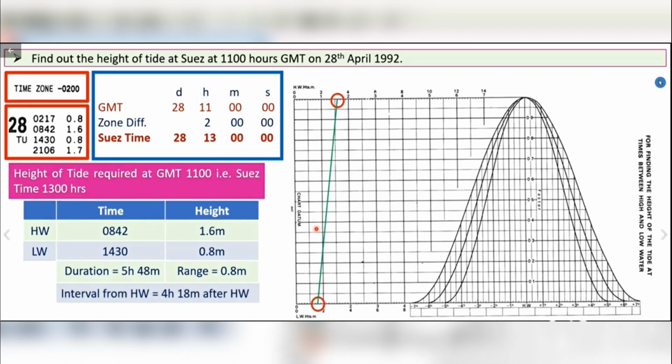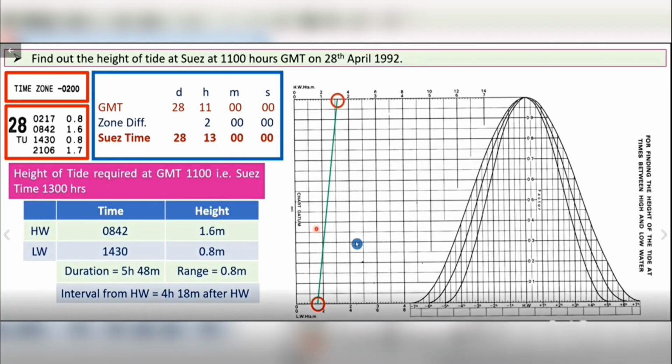Sir, there are two scales mentioned above for the high water and low water. So which one do we have to choose? Sir, there are two scales mentioned: 0 to 2, and the one below is 0 to 1. So which one do we have to use?